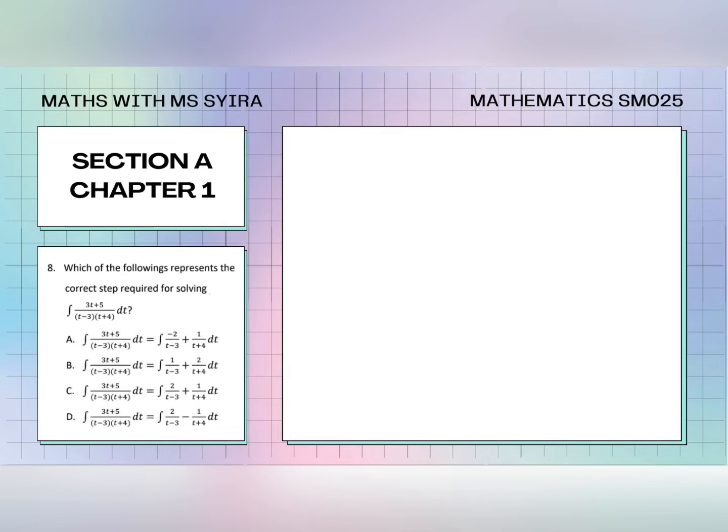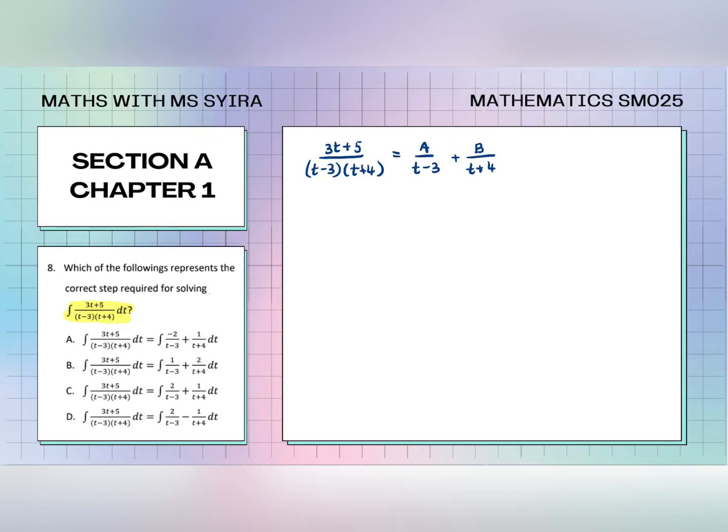Which of the following represents the correct step required for solving this integral? Okay, this one involves partial fractions. It cannot be solved by other methods, only partial fractions can be used. So we start by finding the partial fractions. 3t plus 5 over t minus 3, t plus 4 will be equal to A over t minus 3 plus B over t plus 4.